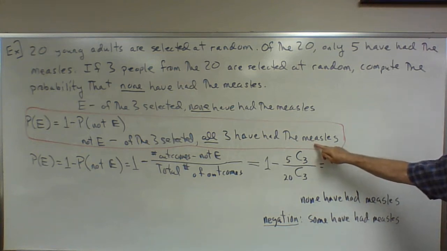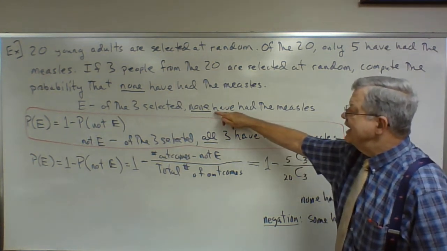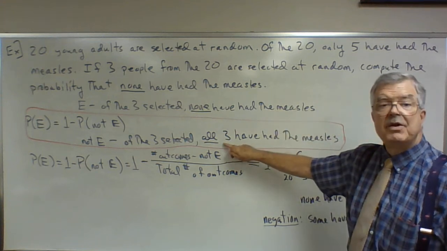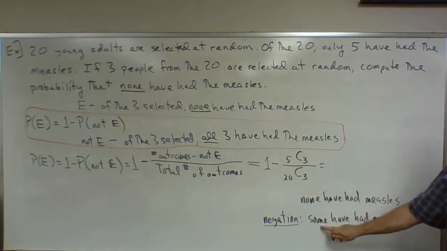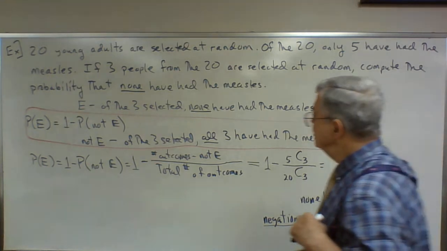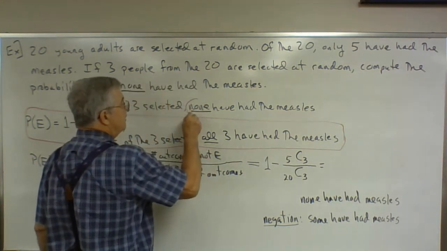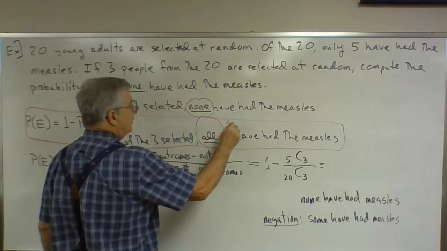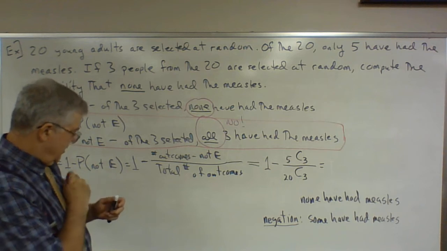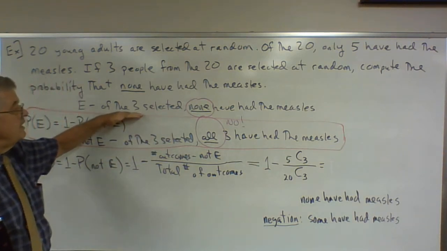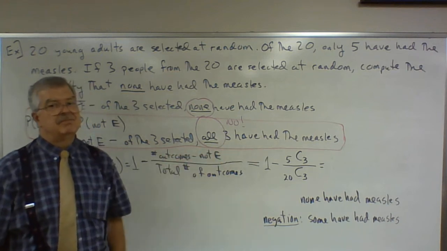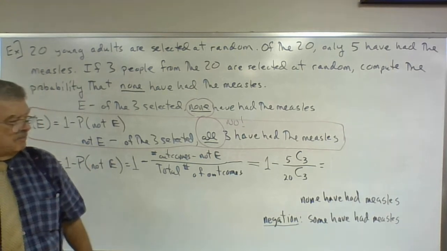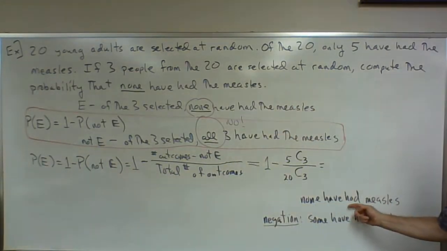Now here, when we did this before, we assumed that the negation of none have had the measles was that all have had the measles. But the negation of none have had the measles is that some have had the measles. So here's our problem right here. I said, aha, if E is the event that none have had the measles, then not E is the event that all have had the measles. That's not right. The negation of none have had the measles is that some have had the measles.